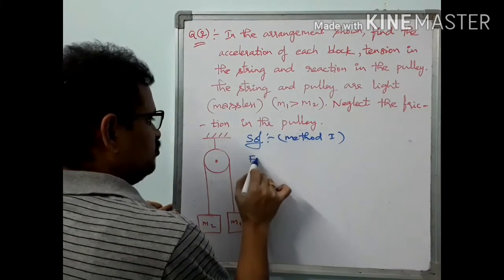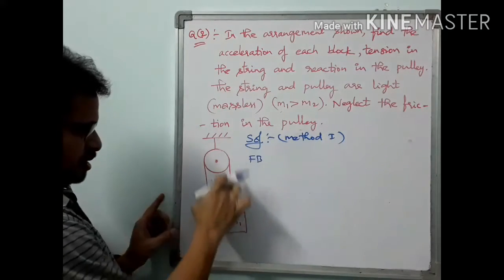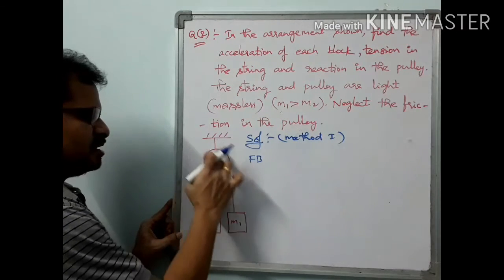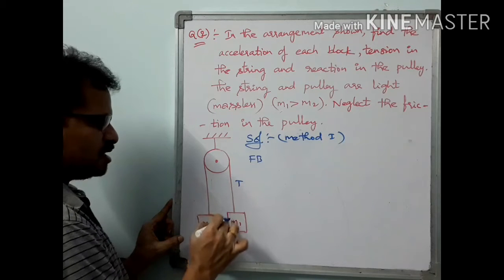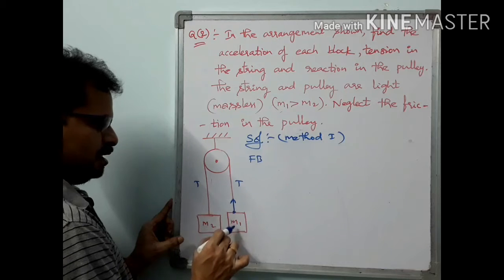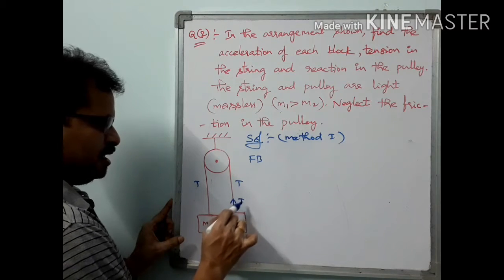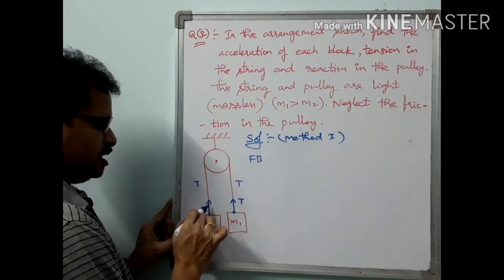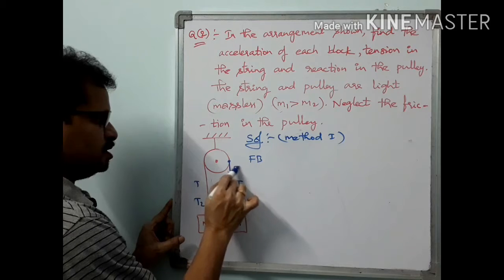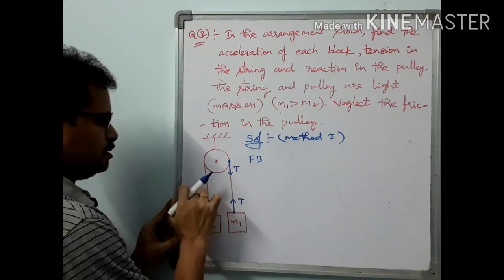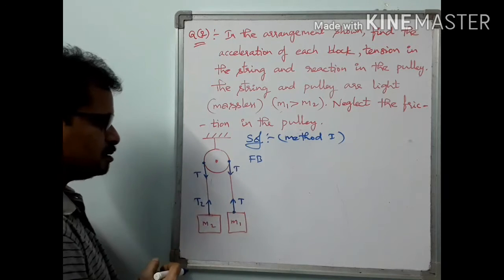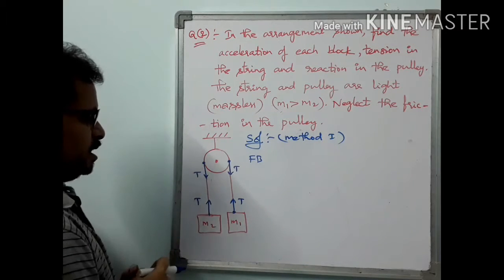So, FBD of M1. See here, the string is like this, no? Since this is a light, massless string, the tension everywhere in the string is the same. So the tension in this part of the string is T, and the tension in this part of the string is T. The tension acting on block M1 is T here. Here the tension acting on block M2 is also T. Here on the pulley it acts downwards, this is T, and on the pulley at this point this is T. Got it now?